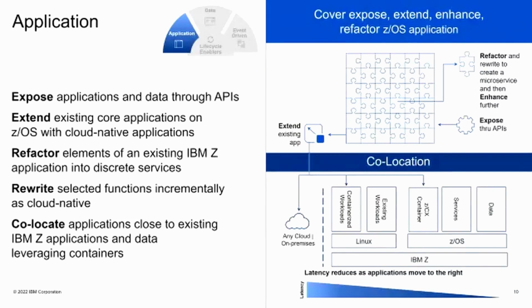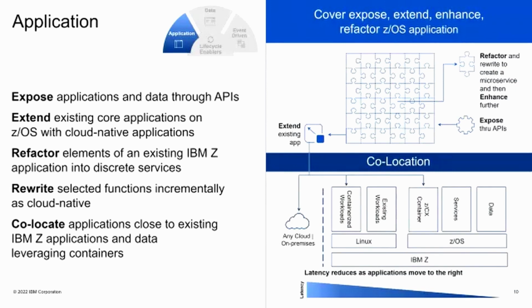So expose is quite simple. It's about exposing applications and data through APIs, through RESTful APIs, and we've got tools that help with that, such as CICS Connect. Extend is about reaching out from core applications on Z to cloud native applications, so calling out to RESTful interfaces like Amazon Web Services. Refactor, I think we all know what refactoring is, and that's refactoring key components of the application into discrete services, which you can obviously then locate in the cloud or call out and locate in other components.